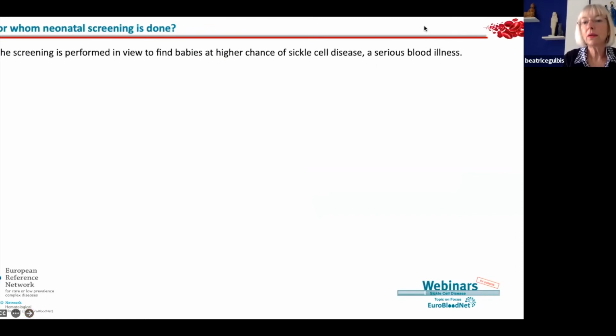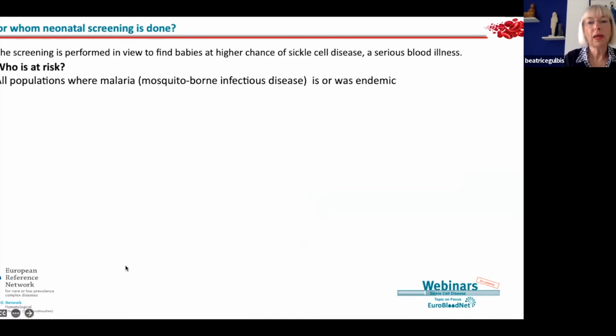And then the screening is performed in view to find babies at higher chance of sickle cell disease, which is a serious blood illness. And who is at risk? In fact, all populations where malaria is or was endemic. Malaria is a mosquito-borne infectious disease.